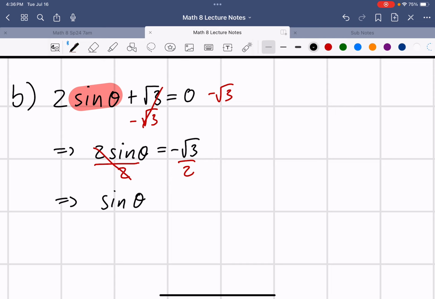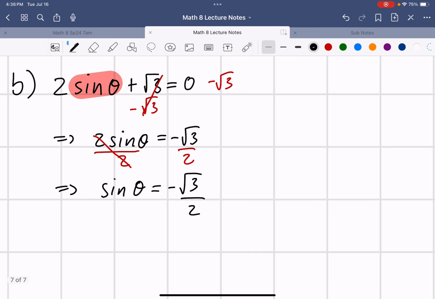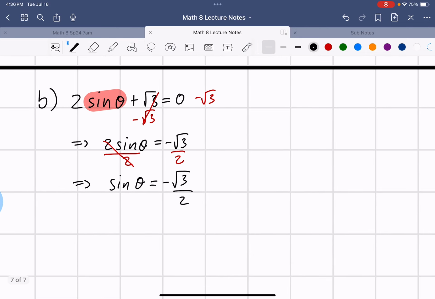And then I'm back in the same situation as that first problem, where I'm trying to find the general solution for when theta gives us these answers. But I can do the same thing I did before. I can remember 1, 2, 3.